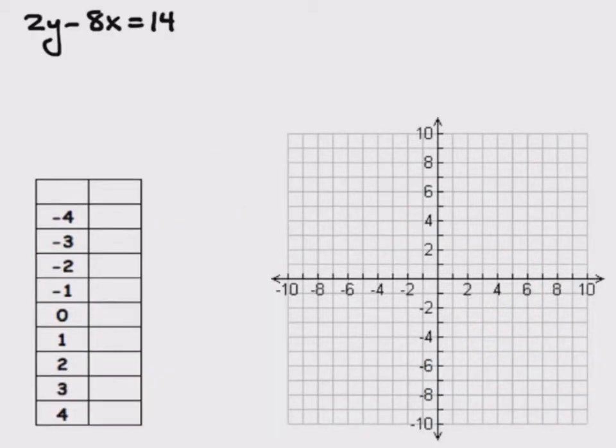Alright, now let's try graphing all the ordered pairs for 2y minus 8x equals 14. Now I'm wholly confident in your ability to put this into y equals form, find the ordered pairs for this equation, and graph the line. So why don't you pause the video and go ahead and do that.